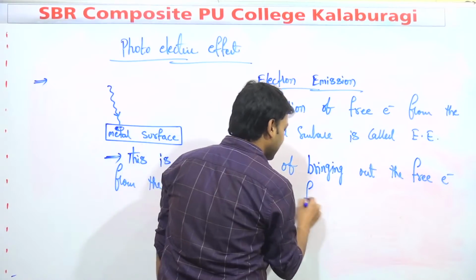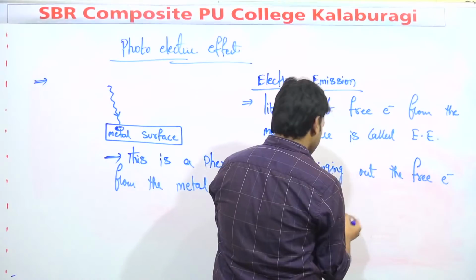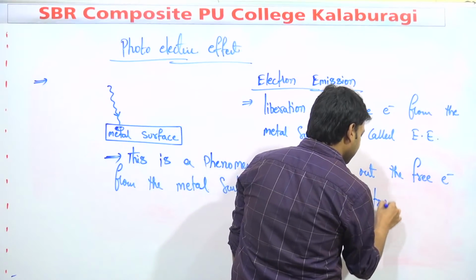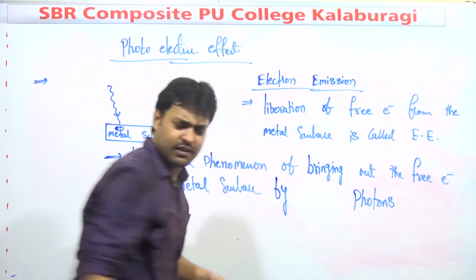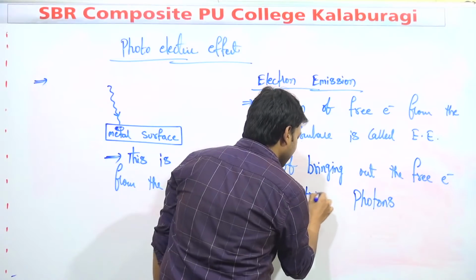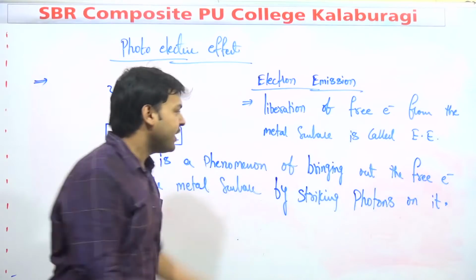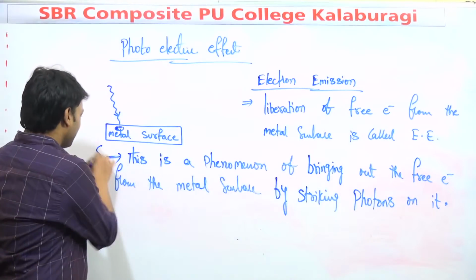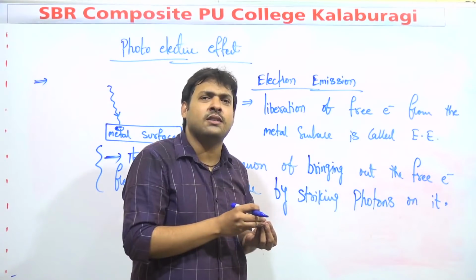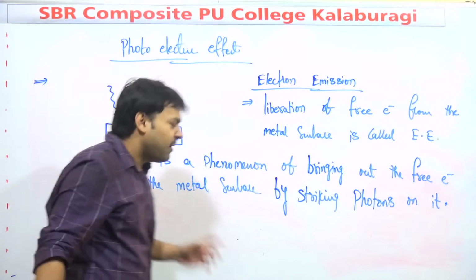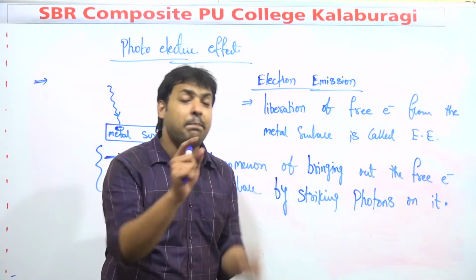By falling, by what? By falling photons, or by striking the photons on it. By falling or striking, whatever, both are same. Striking the photons on it. On it, what do you mean by it? Metal surface. So photoelectric effect is nothing but it is a phenomenon of bringing out of the free electrons from the metal surface. How we will bring? By striking the photons on it with a particular frequency.